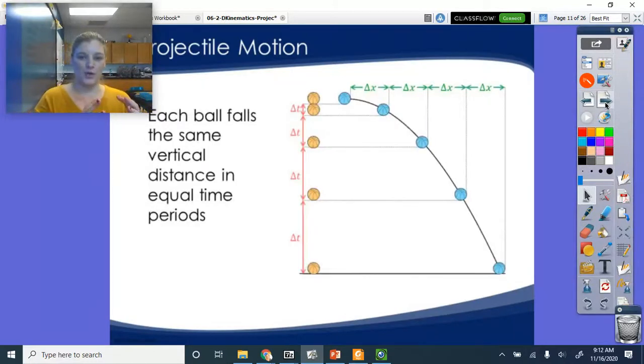So when we are doing a parabolic curve, every ball is going to fall the same vertical distance in equal time periods. So we have, like, these two balls. The blue one has been tossed out a little bit and the orange one's been just dropped. So no matter what we do, the blue ball and the orange ball line up as they fall down, even though the blue ball is also moving horizontally. And that's just because gravity has the exact same effect on them as they're falling through the air. So from up to down, we're doing the exact same motion.